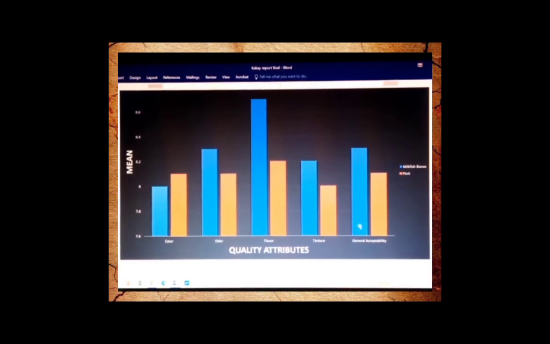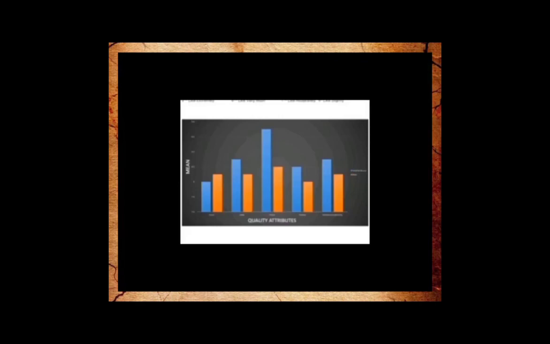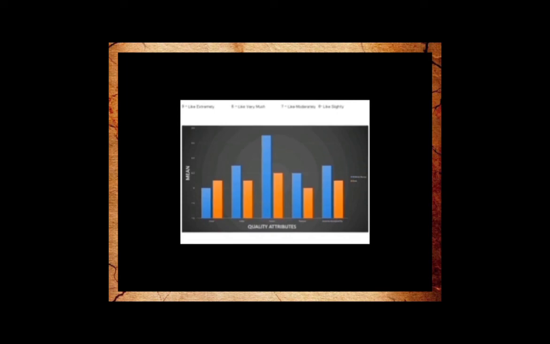And last but not the least, we have general acceptability. The mean x1 of general acceptability is 8.3 and mean x2 is 8.1. So we need to go up to 8.3 to make a bar, and also for the mean x2 we are going to go up to 8.1 to make a bar. So on and so forth. Yun lang talaga ang gagawin mo.